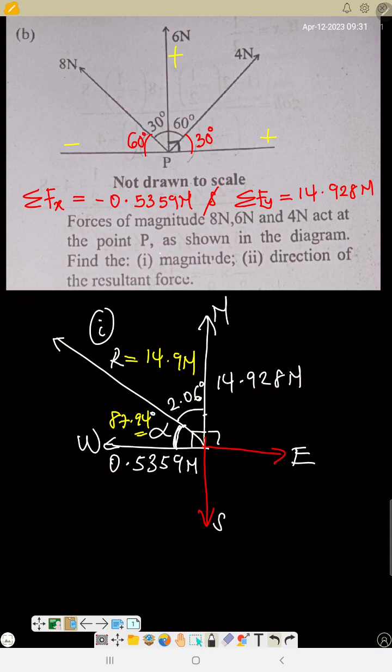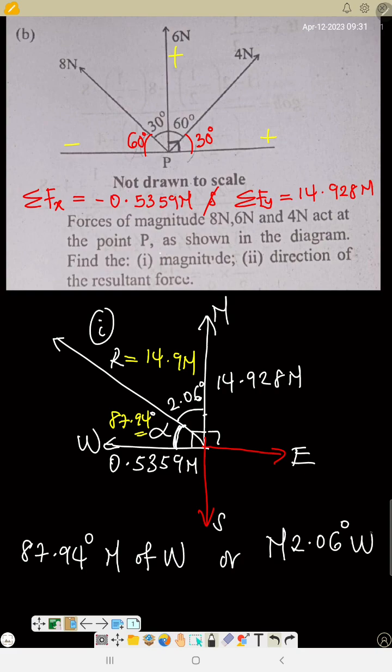So I can say my direction of the resultant force is 87.94 degrees north of west, or north 2.06 degrees west, because this is north west. So anyhow, I can leave my direction this way. So that is it.